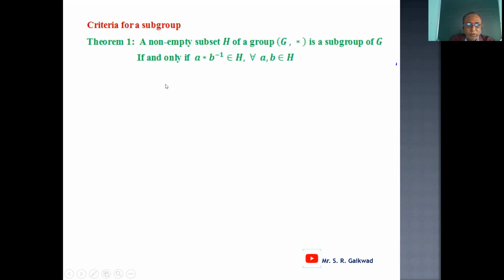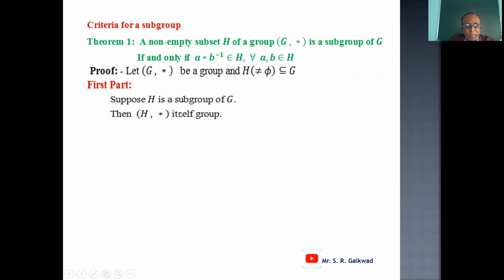Criteria for a subgroup. Theorem one. A non-empty subset H of a group (G, star) is a subgroup of G if and only if a star b inverse belongs to H for all a, b belonging to H. Proof. Let (G, star) be a group and H a non-empty subset of G. Part one. Suppose H is a subgroup of G. It means (H, star) itself is a group, that is, H satisfies all conditions of a group. We have to prove a star b inverse belongs to H for all a, b belonging to H.